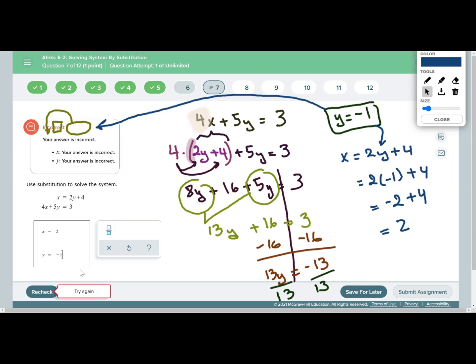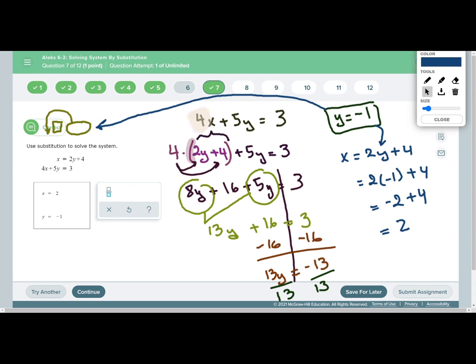So that's what happened. When you do something wrong, please do not erase everything, because it doesn't mean everything is wrong. You have to go back and see what is wrong. Try to find your mistake because you will do better next time. You won't make the same mistake.